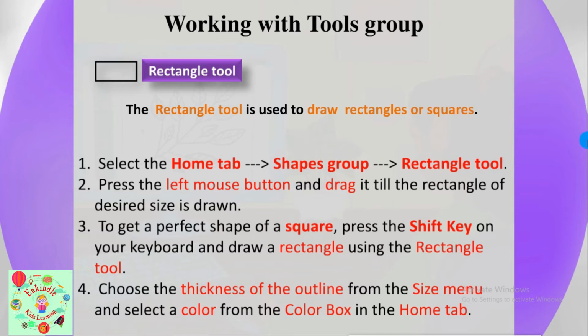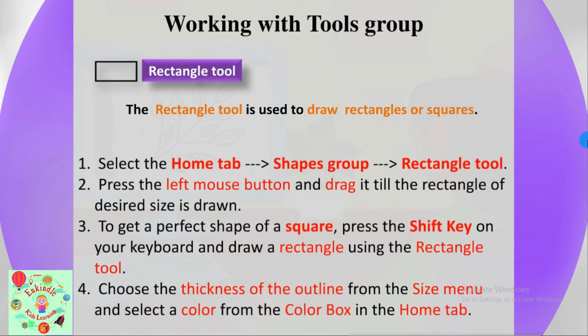Then, press the left mouse button and drag it till the rectangle of desired size is drawn. To get a perfect shape of a square, press the Shift key on your keyboard and draw a rectangle using the rectangle tool. Then choose the thickness of the outline from the size menu and select a color from the color box in the Home tab.